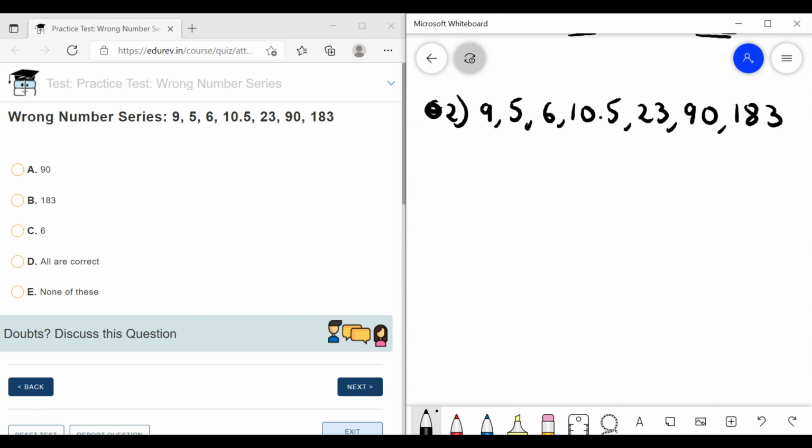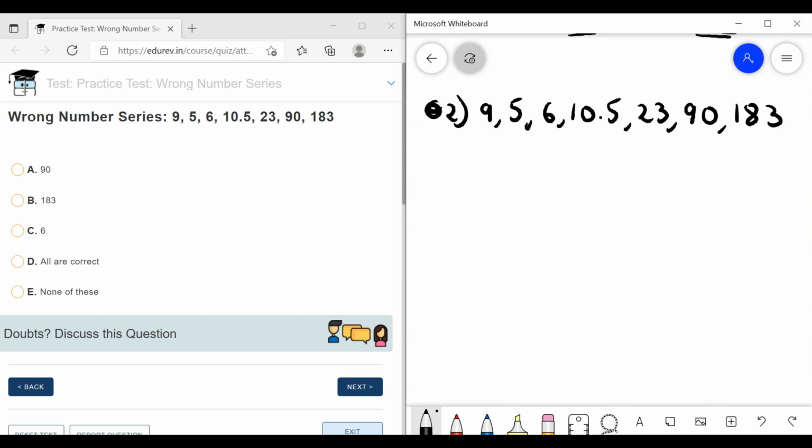Okay. Now see, do not just look at it in a superficial way, thinking that because there is only one number with a decimal point in it and the others are whole numbers, this must be wrong. No, that is not the correct way to look at wrong number series questions. You have to find the logic behind it and only then can we point out which is the wrong one.